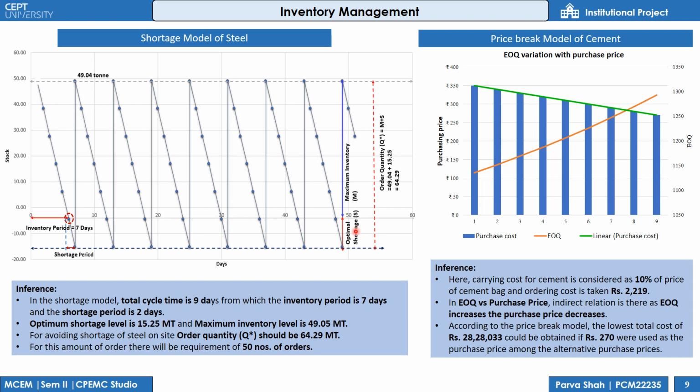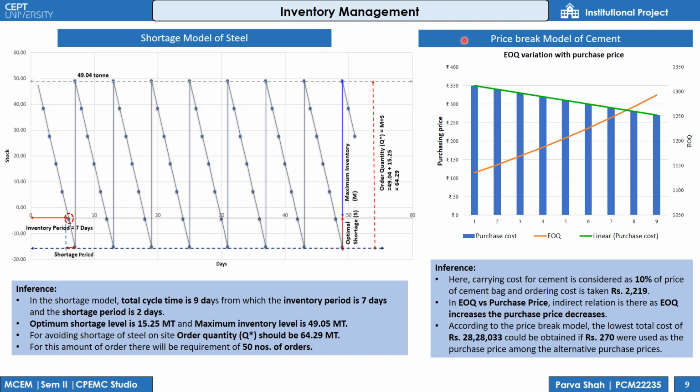From this we can say that the optimal shortage level is 15.25 metric ton and maximum inventory level is 49.04 ton. From this we can say that to avoid the shortage of steel on site, we have to order 64.29 metric ton of the steel on site.